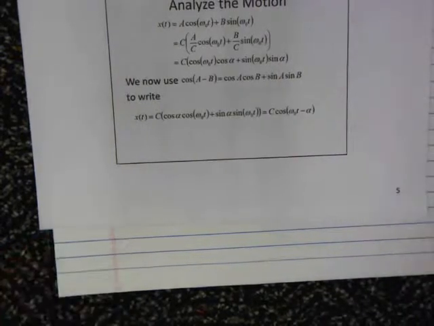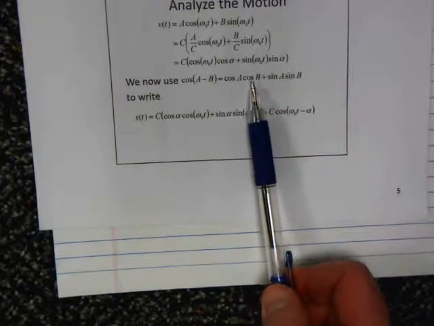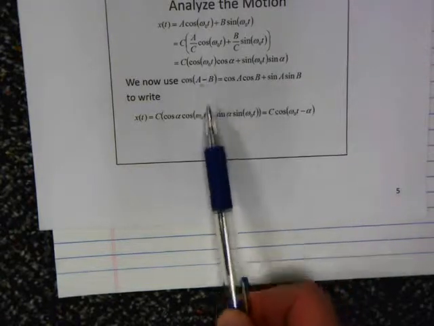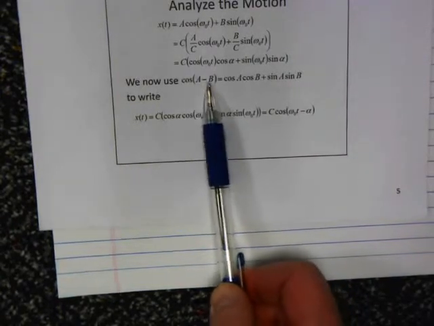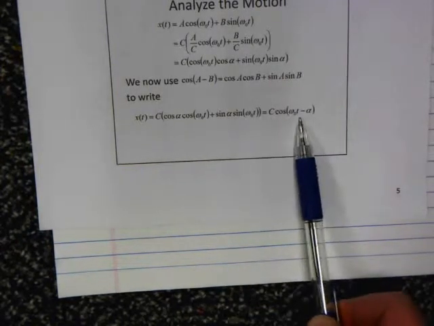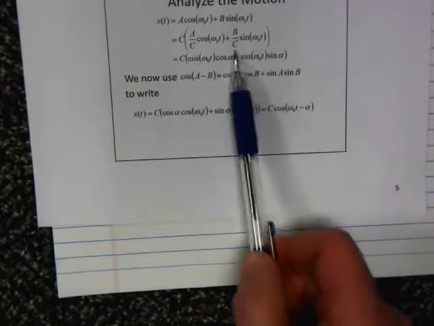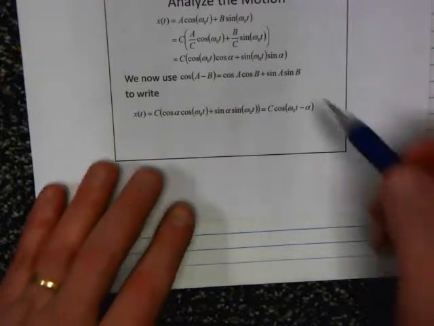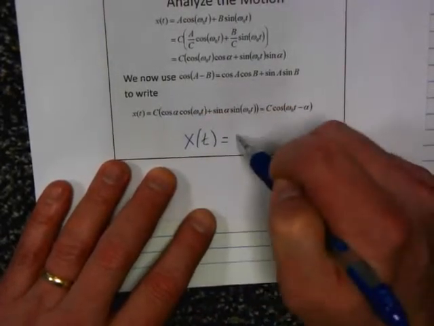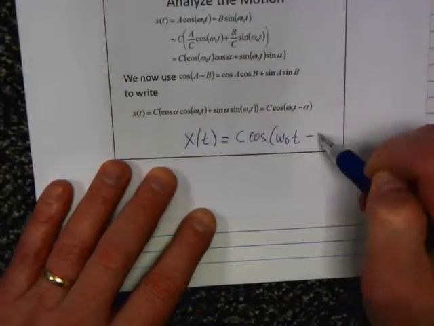And now we have one of our most famous trig formulas. We have cosine something plus sine something. That's cosine of subtract the two somethings. So this becomes the C cosine of subtract the two things. The two things are omega naught t and alpha. So there's the final solution of our answer. X of t is C cosine omega naught t minus alpha.